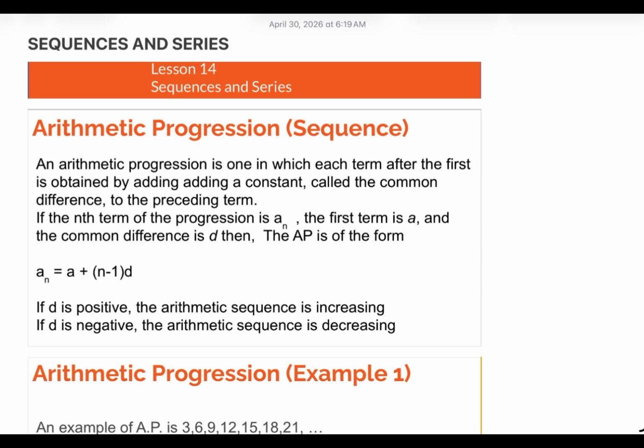In today's lesson, we will be discussing sequences and series. In particular, we will be talking about arithmetic progressions and geometric progressions.